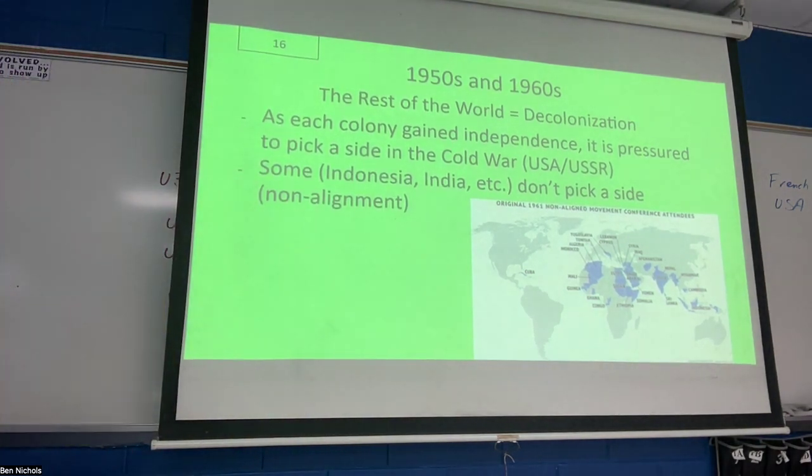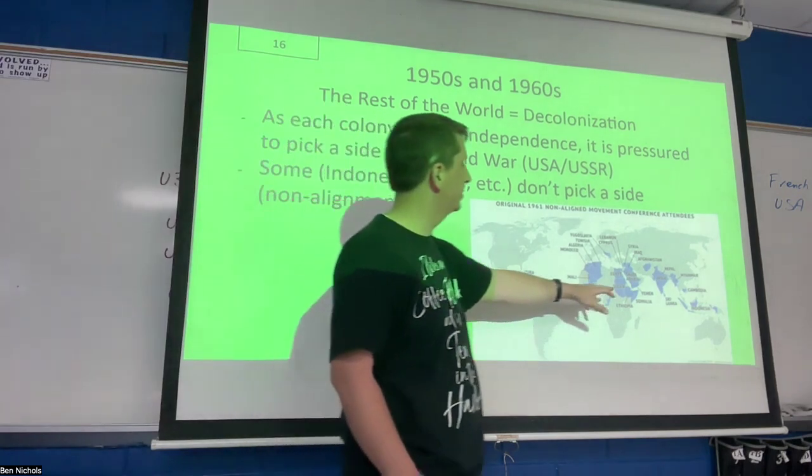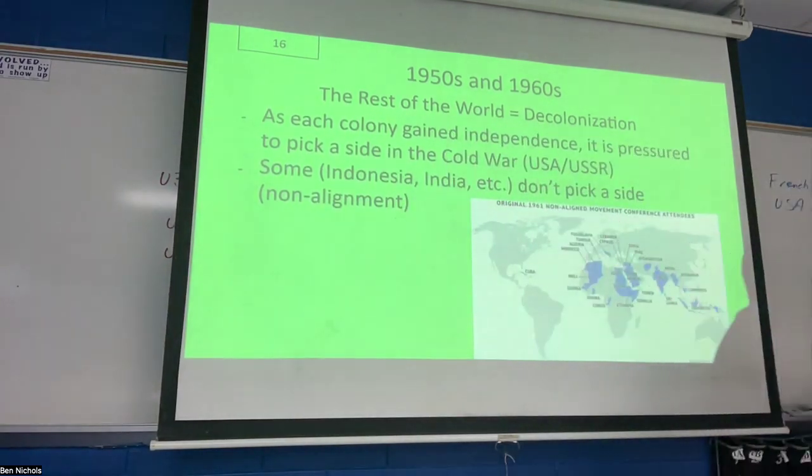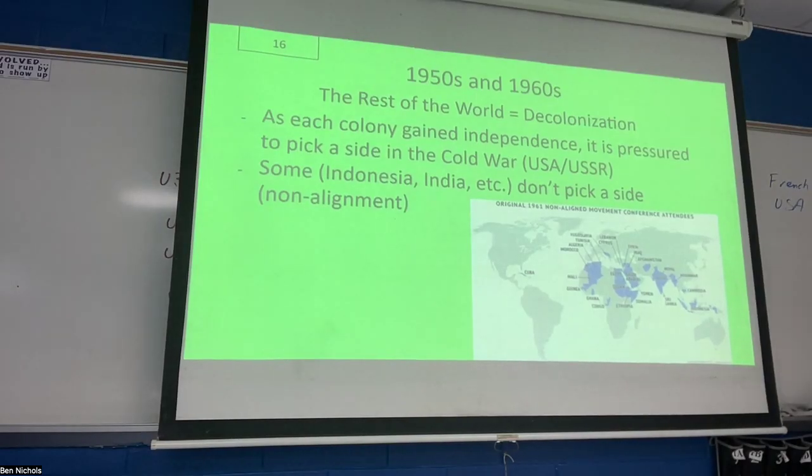Take a country like India, for example. India gets its independence in 1947, and it's asked, are you going to support the US or the USSR? And India says, we're not going to support either. We're going to support India. We're not on the side of the US or the USSR. We're on India's side. And so they are considered non-aligned. They don't pick a side.